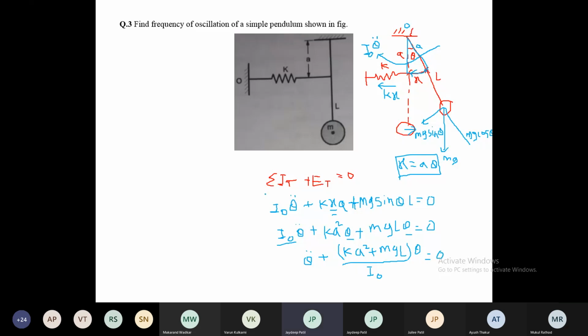Okay. Now we know the equation of simple harmonic motion. What is the equation of simple harmonic motion? Theta double dot plus omega n square theta is equal to 0. Now you have to compare it with this equation. You will get here omega n square is equal to k a square plus mgL upon I0.